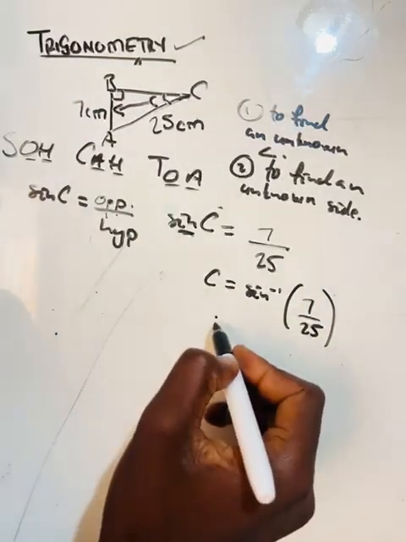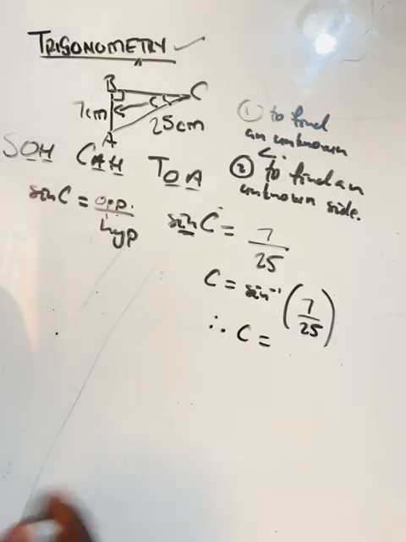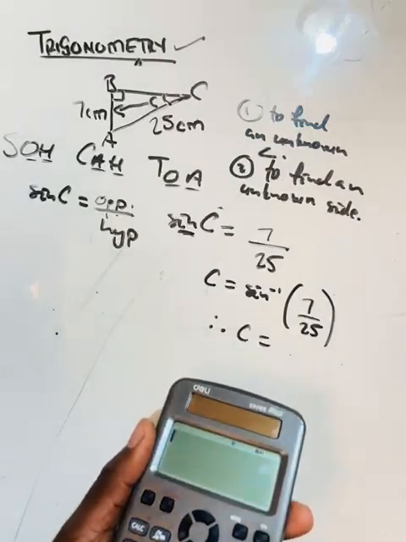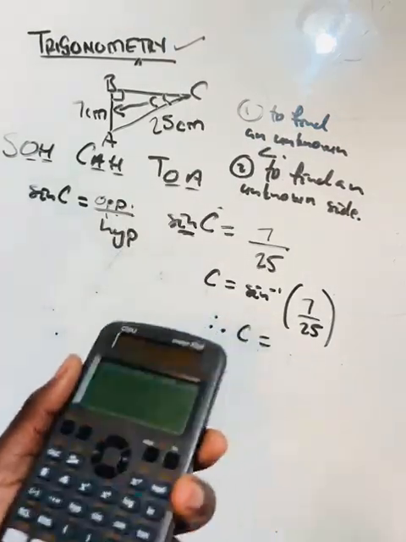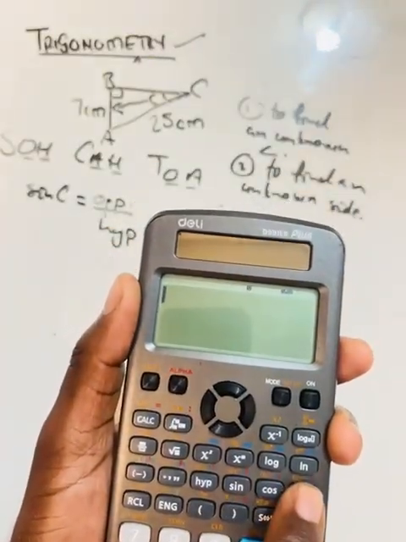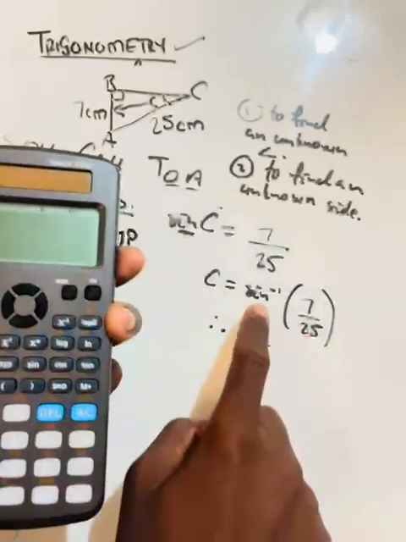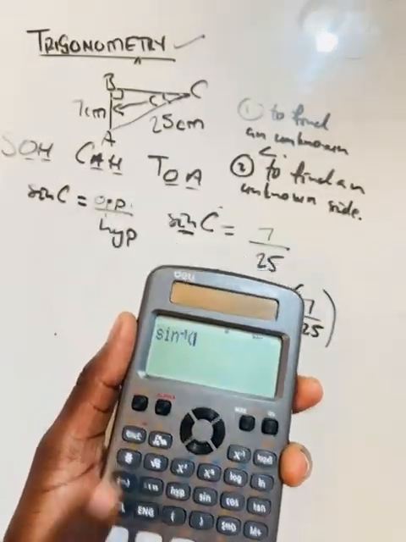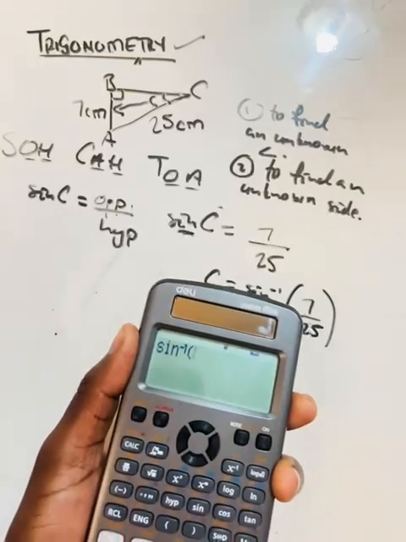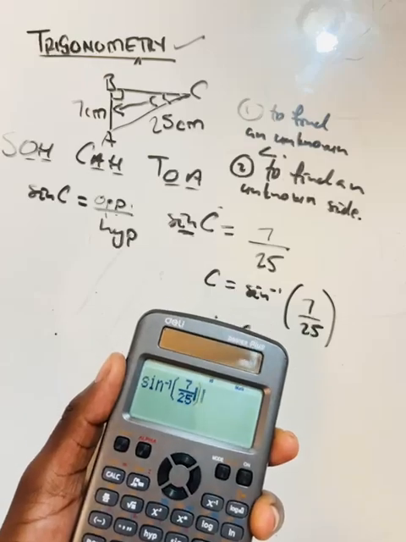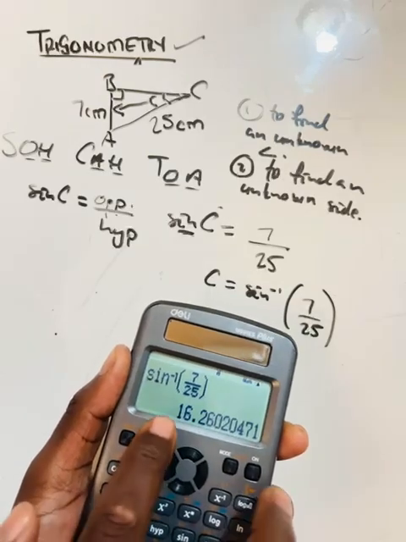And I say, therefore, angle C is equal to, I now go to the calculator. Okay, inverse sin, remember, now check. You have got this button sin, cos, and tan. When you want this inverse, you press the shift and then you press your sin. There we go. Now it has given you inverse sin. Now you press 7 over 25, which is equal to 16 comma.